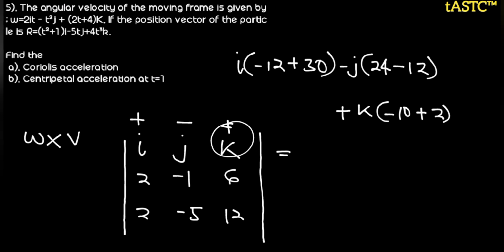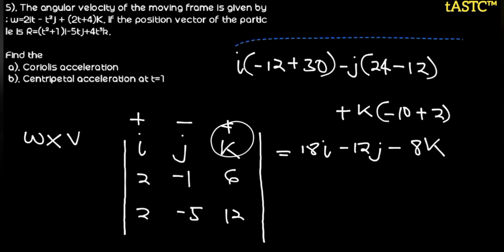So the new vector, which is the vector for the cross product, that is going to be negative 12 plus 30. That gives us 18. So that will be 18i. And here we have 24 minus 12. That gives us a 12. So that is minus 12j. And here we're going to have a negative 10 plus 2. That is a negative 8. So that is negative 8k. So that is what we're going to have for the cross product.